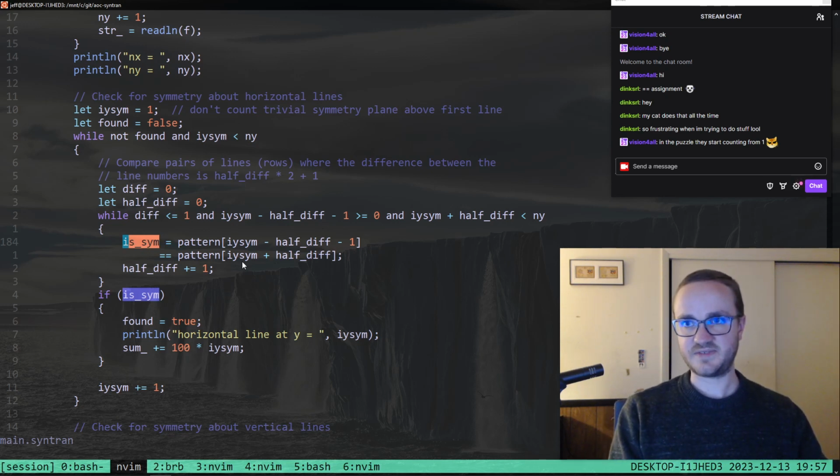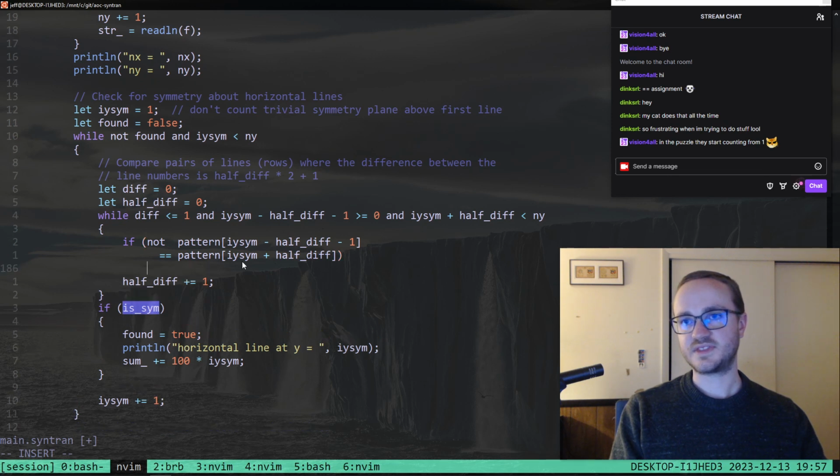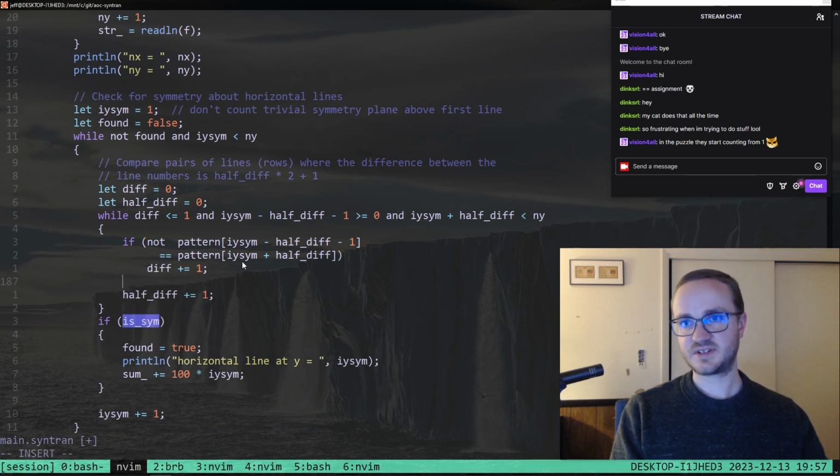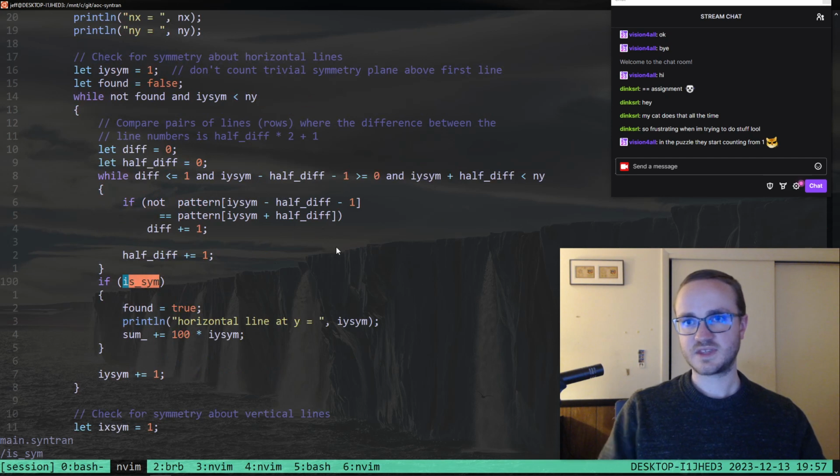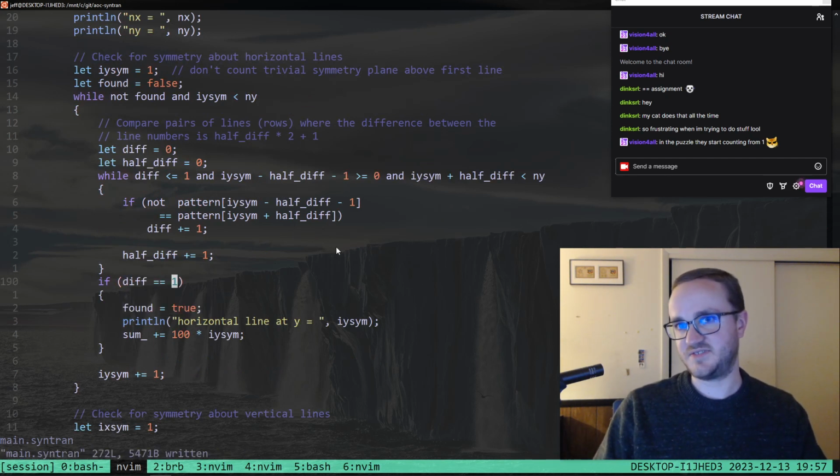So this will change. This is going to be an if condition. I think it has to be like this because I don't have a not equals operator for strings. Then diff plus equals 1. And now this will be if diff equals 1. So this will be a close match instead of an exact match.